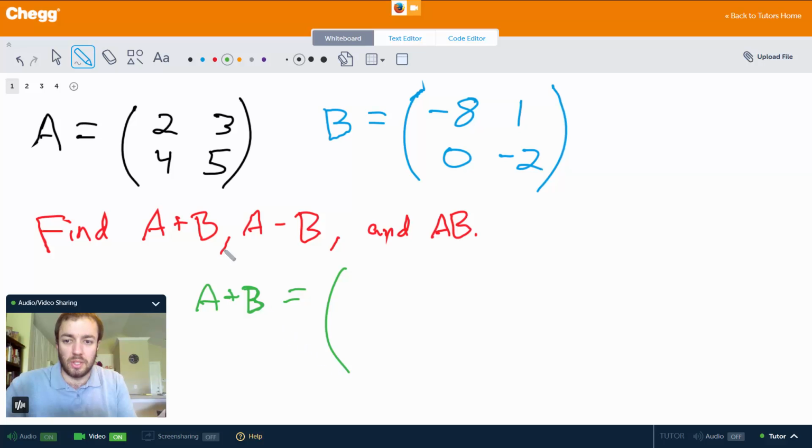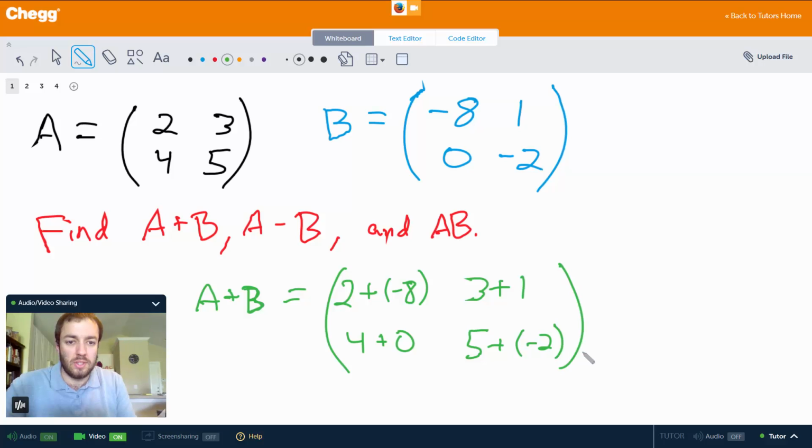The first row, first column of A is 2, and the first row, first column of B is -8. So to do A plus B, we just do 2 plus -8. How about in the first row, second column, well, 3 over here and 1 over here. So that gives us 3 plus 1. And then 4 and 0 go together in the second row, first column, and in the second row, second column, 5 plus -2.